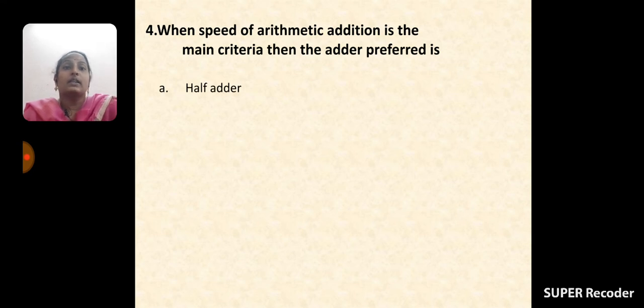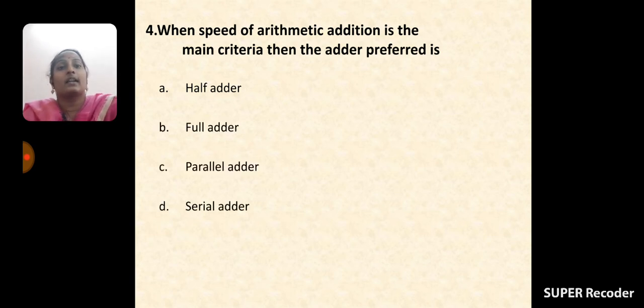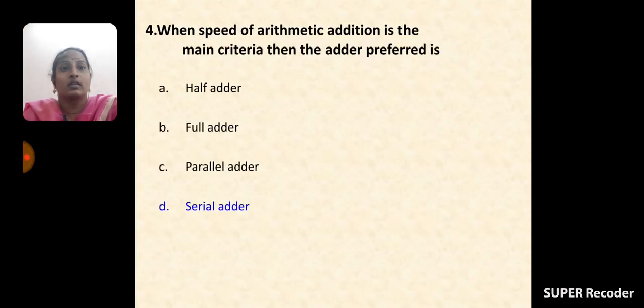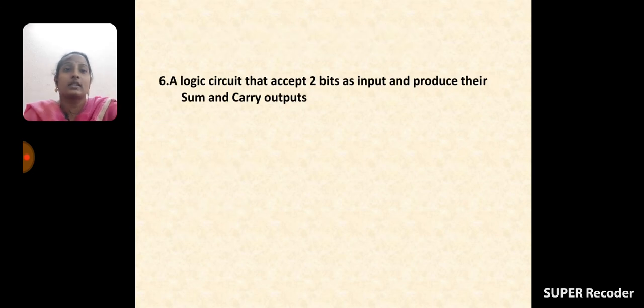Next, when the speed of arithmetic addition is the main criterion, which adder is preferred? Speed means what? Parallel adder. If speed is the criterion, parallel adder. Check the answer. The serial adder is the wrong answer, no? Parallel adder. Okay.